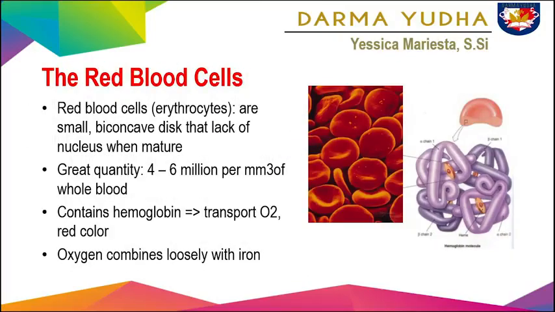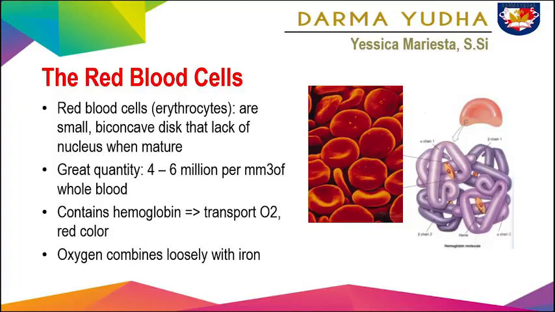Red blood cells are also called erythrocytes, which simply means red cells. The red color is caused by the pigment hemoglobin, which is a globular protein. The main function of hemoglobin is to transport oxygen from the lungs to the respiring tissues.